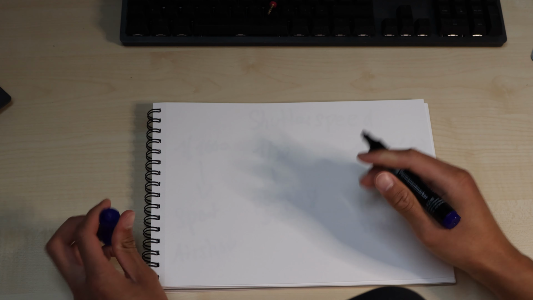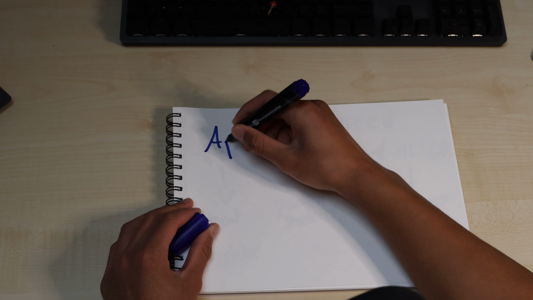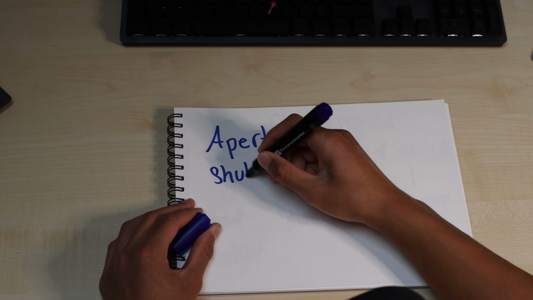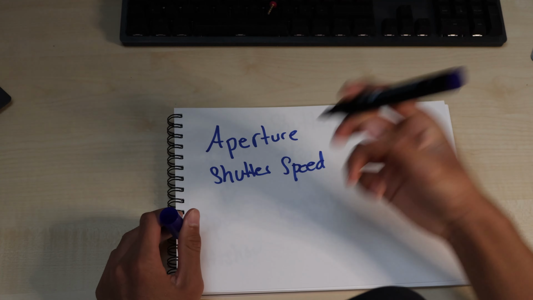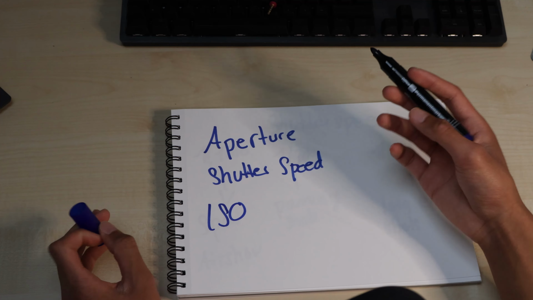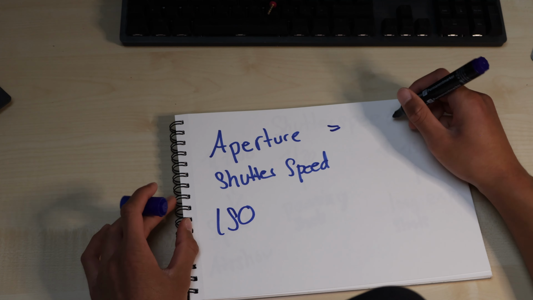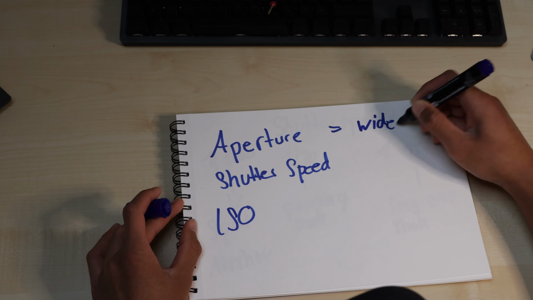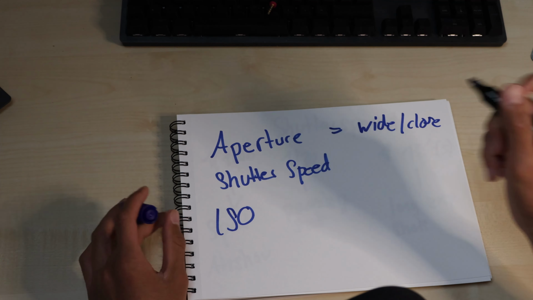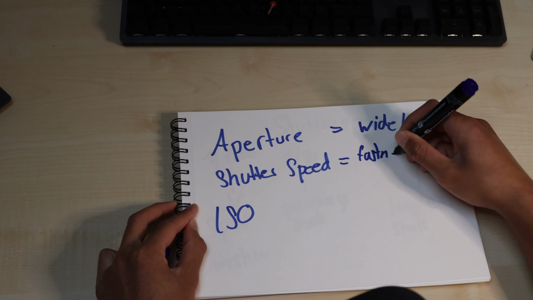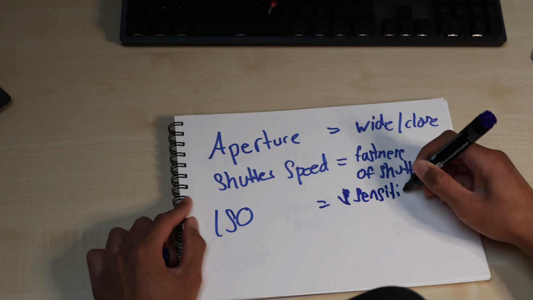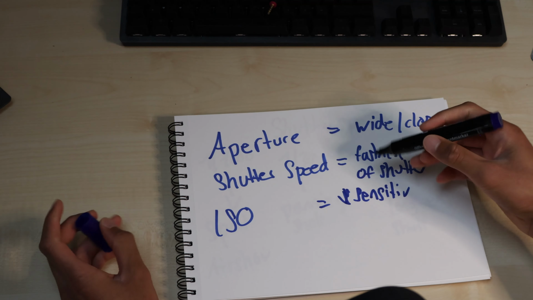Conclusion. Just as a summary, we have those three elements of light coming to your sensor. The aperture defines how wide open or closed the lens is, and the shutter speed defines how fast your shutter is, so how much light goes onto your sensor. And the ISO is how sensitive your sensor is to the light, but it's also a part of the exposure triangle.